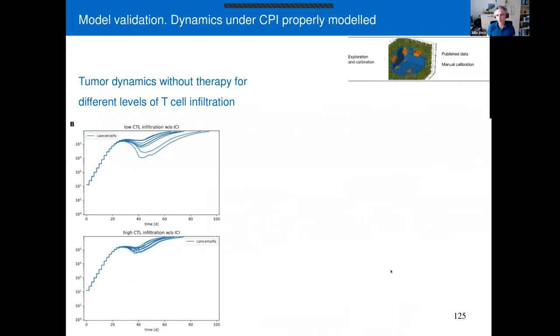So to validate our model, we compare the behavior of our model with the well-known behavior of tumors when you apply checkpoint inhibitor immunotherapy. And you consider a very important molecular feature here, which is the level of infiltration of T cells into the tumor. You see, for example, in this panel, for two different levels of infiltration of cytotoxic T cells, 10 different simulations when we have a low level of infiltration and when we have a high level of infiltration. As you can see, if you don't apply the checkpoint inhibitor therapy, it doesn't matter if you have a low or high level of T cell infiltration, the tumor will proliferate and continue growing.